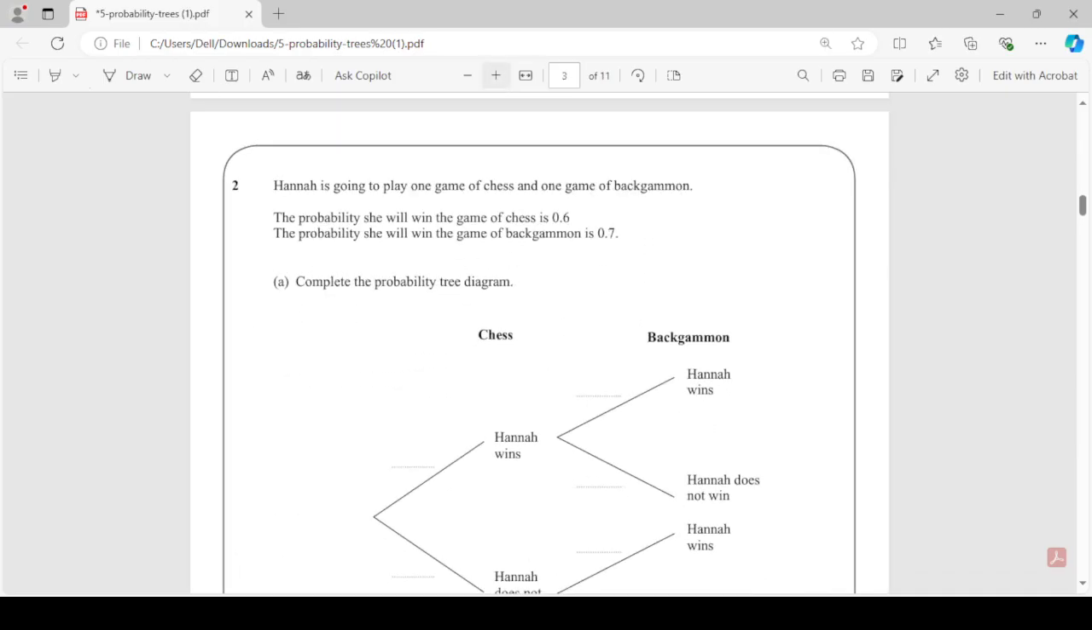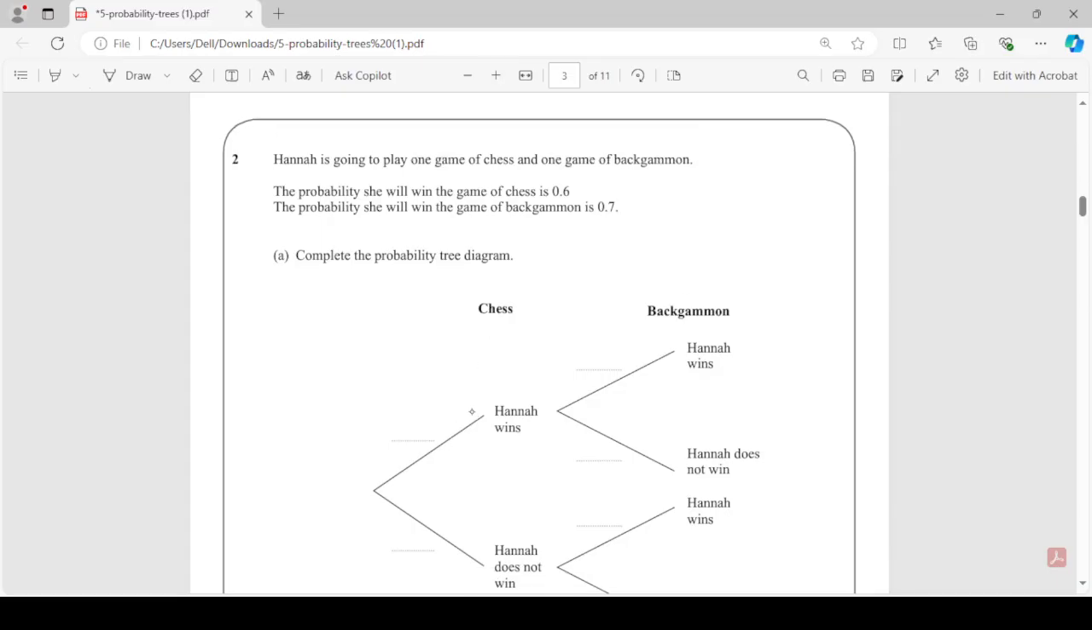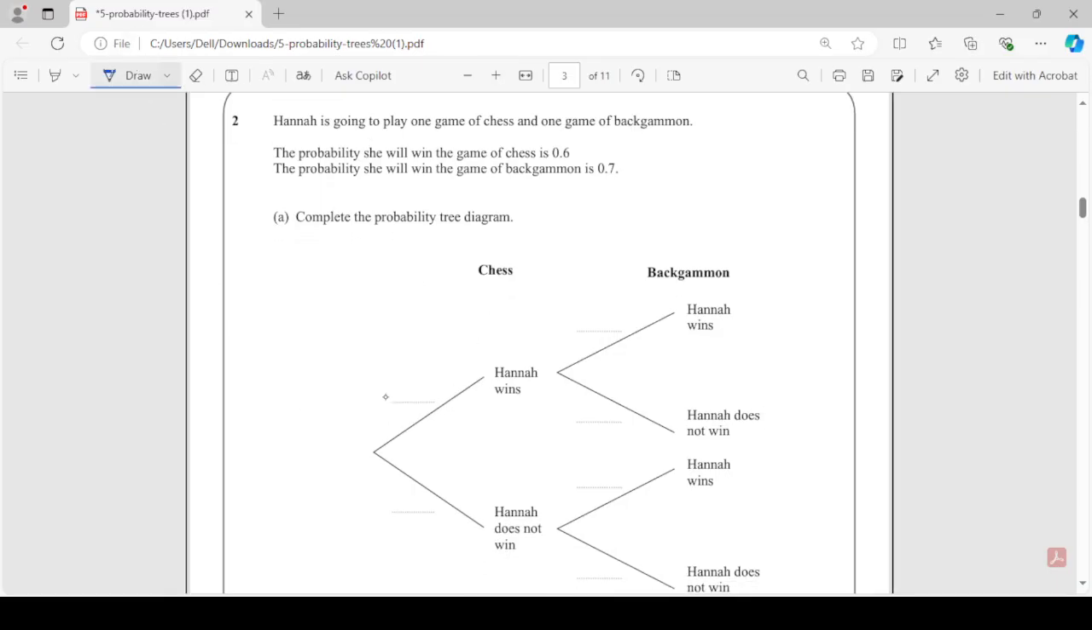Question number 2. Hannah is going to play 1 game of chess and 1 game of backgammon. The probability she will win the game of chess is 0.6. Probability she will not win the match is 1 take away 0.6, which is 0.4. The probability she will win the other game is 0.7. And the probability she will not win this game is 0.3.